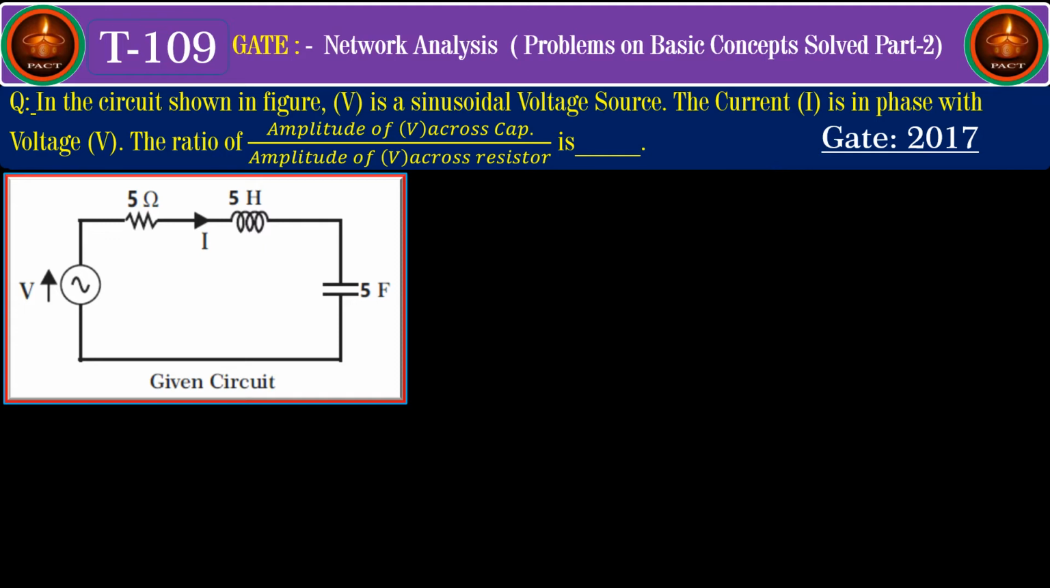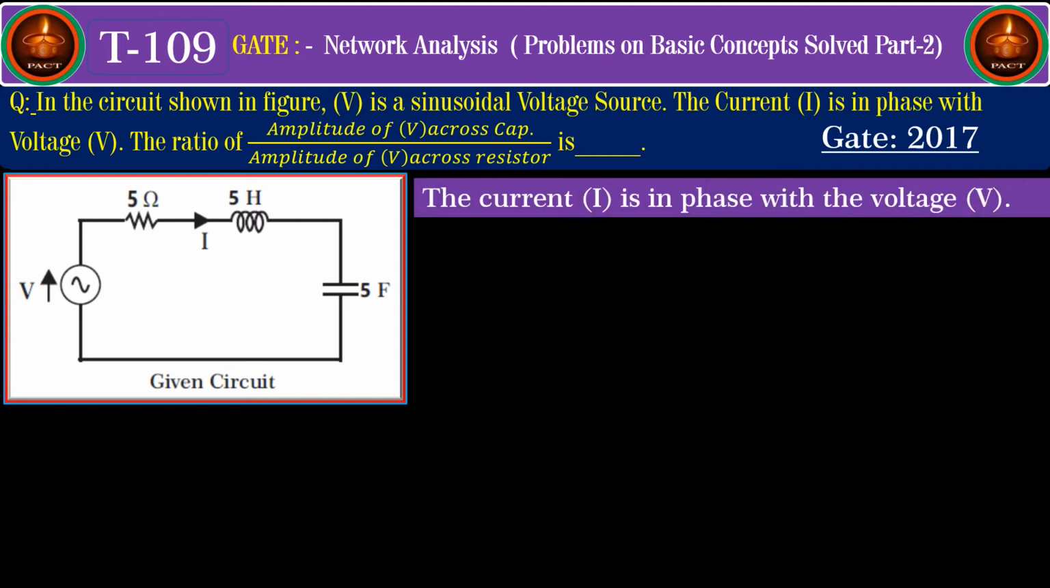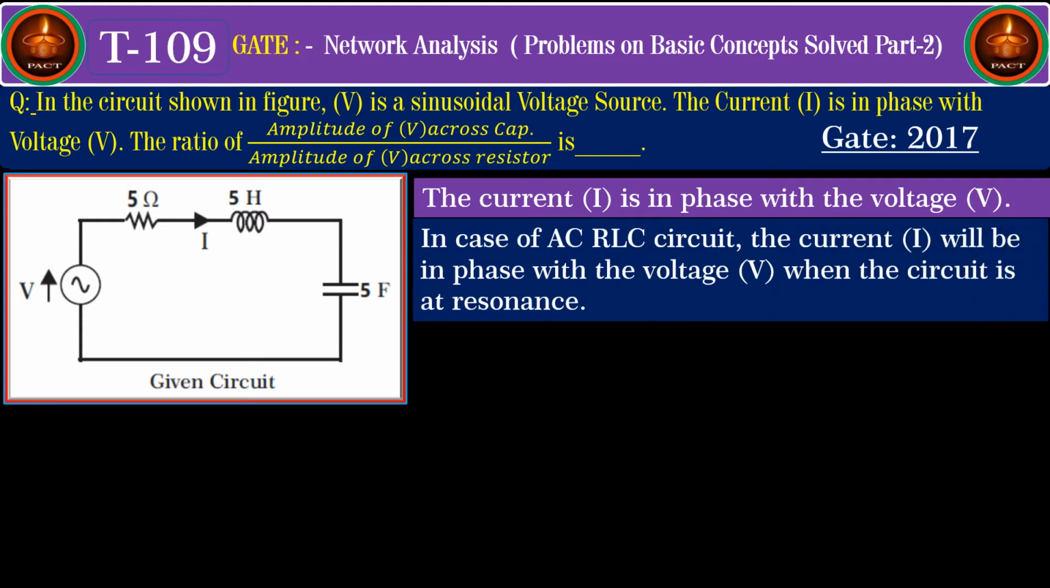So, immediately from the problem statement, you should understand that the circuit given is an AC RLC circuit, and from the statement you should catch that the current I is in phase with the voltage V. In such an AC RLC circuit, when current I is in phase with the voltage, it happens only when the circuit is at resonance.